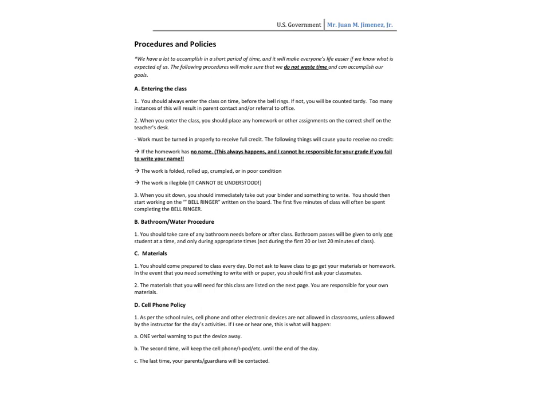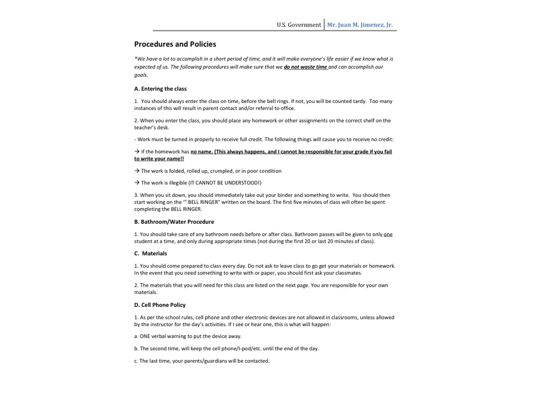When you sit down, you should immediately take out your binder and something to write. You should then start working on the bell ringer written on the board or on the Promethean. The first 5 minutes of the class will often be spent completing the bell ringer. As for the bathroom and water procedure, you should take care of any bathroom needs before or after class. Bathroom passes will be given to only one student at a time and only during the appropriate times, and not during the first 20 or last 20 minutes of class.